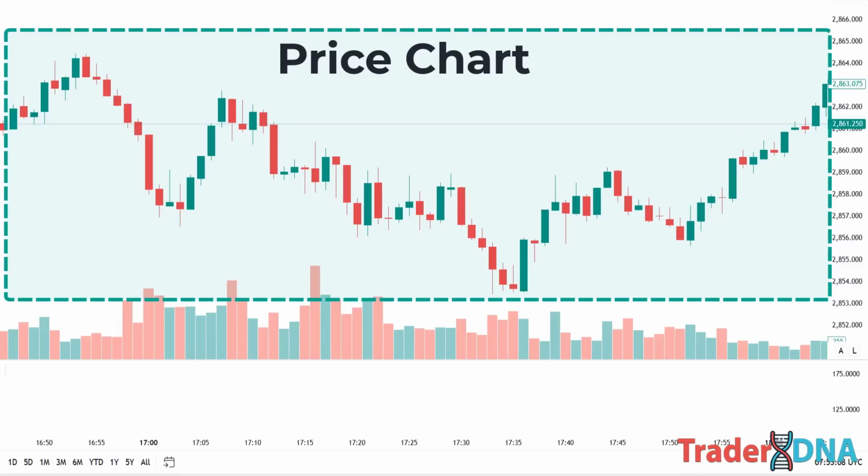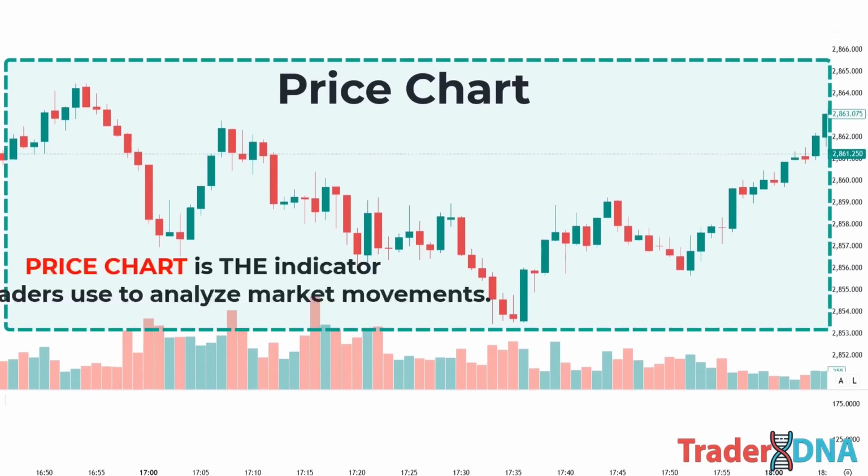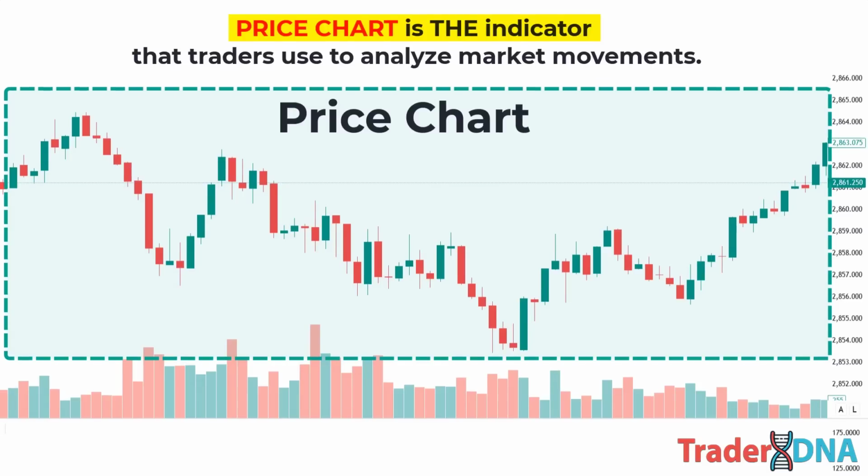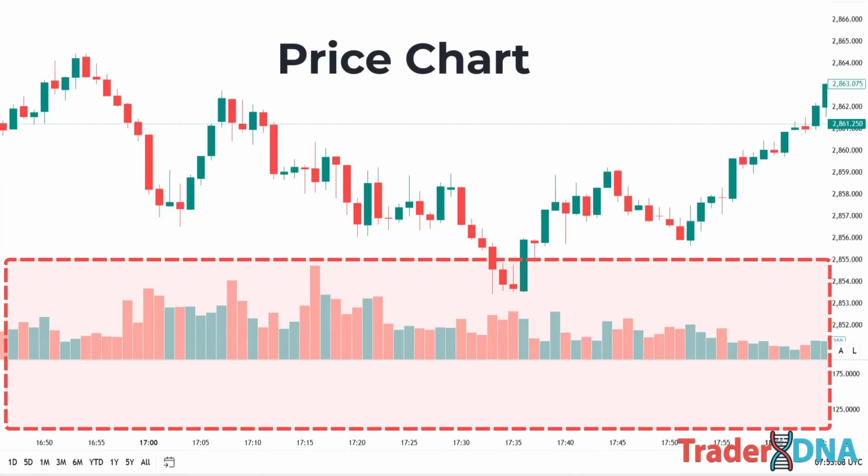But if you're new or you just never paid attention, this is the indicator that traders use to analyze market movements. From here, they execute strategies, whether it's indicator-based analysis, price action, market structure, order blocks, or even the supply and demand approach. But wait! Down here, this is where things get really interesting.